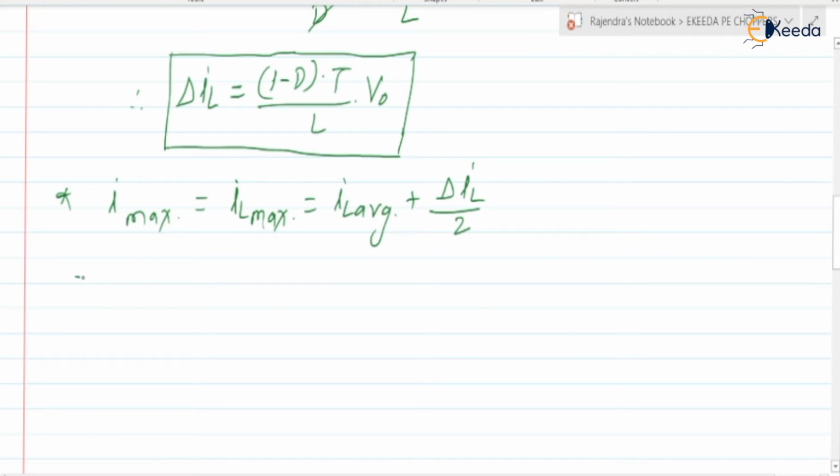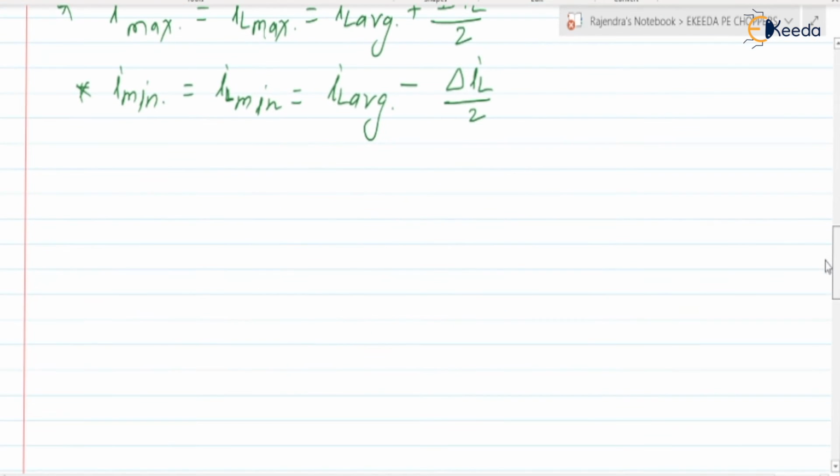Similarly, can we write I min? I min is equal to IL min, which is equal to IL average minus delta IL by 2. So this is the IL min. Next, can we write the IS average, the supply current average value, which is the average value of the source current?